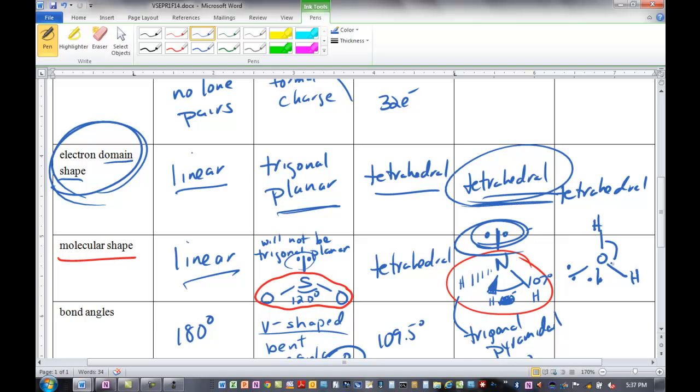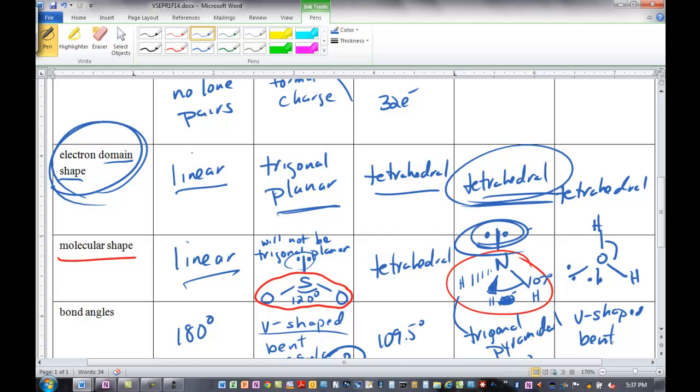So you can see that's not linear. It's not linear. So what would it be? Well, look back at SO2. How do we describe a nonlinear shape? Well, we would describe it as V-shaped. We might describe it as bent. Something to indicate that it's not linear.